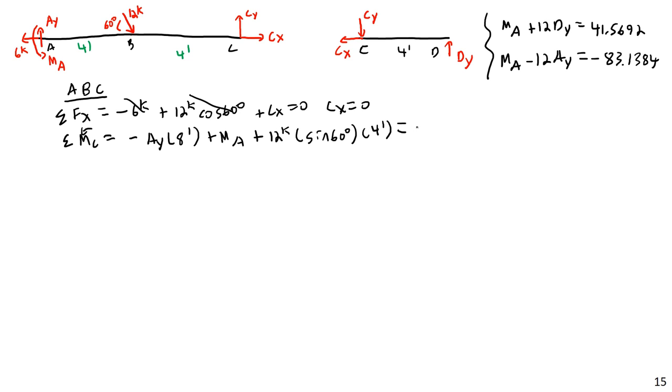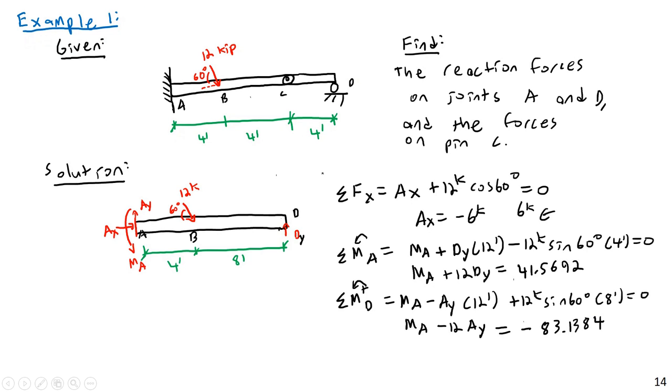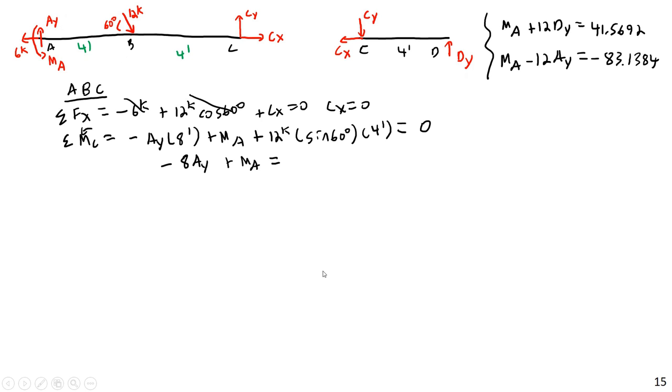This problem is actually going to be a little bit interesting as I'm seeing going forward. So we'll have, maybe famous last words, negative 8AY plus MA equal to 12 sine 60 times 4. If I bring it onto the other side, that is negative 41.5692, sorry. Or MA minus 8AY is equal to negative 41.5692.